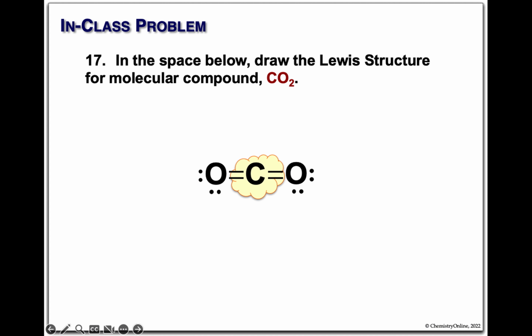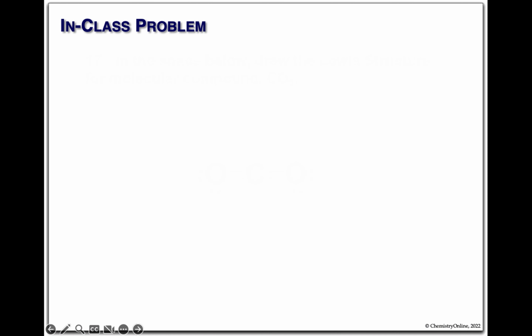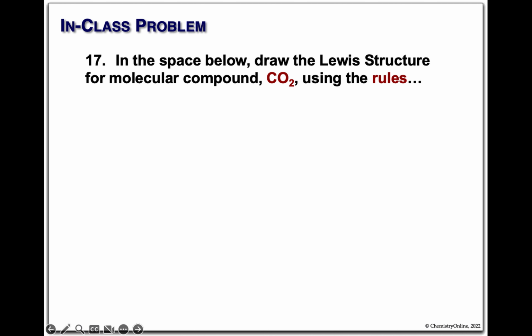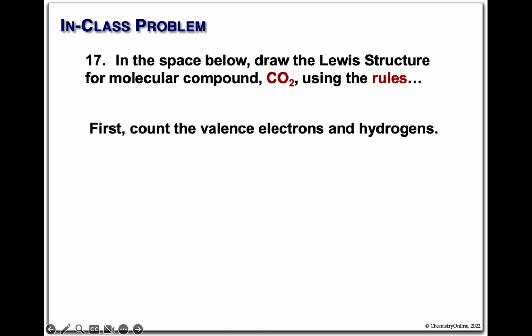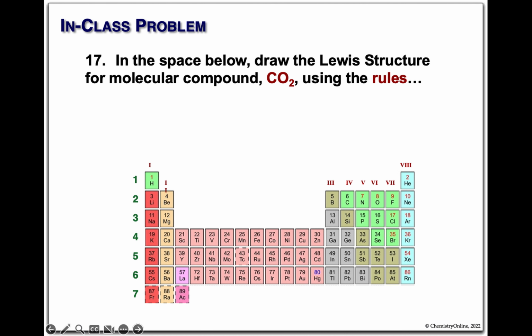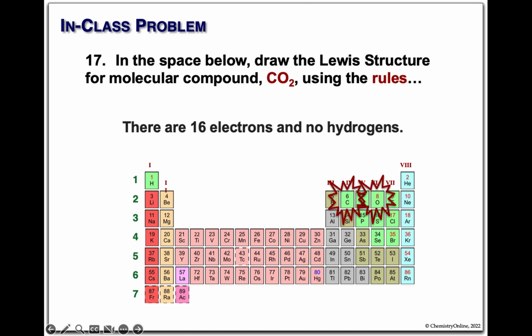So that's the random way to do it, the way I do it. Let's do it again by the rules. CO2. First rule, count valence electrons, no hydrogens. Again, carbon and oxygen. Here we have 4, and here we have 2 times 6, that's 12. 16 electrons, no hydrogens. That's rule 1.